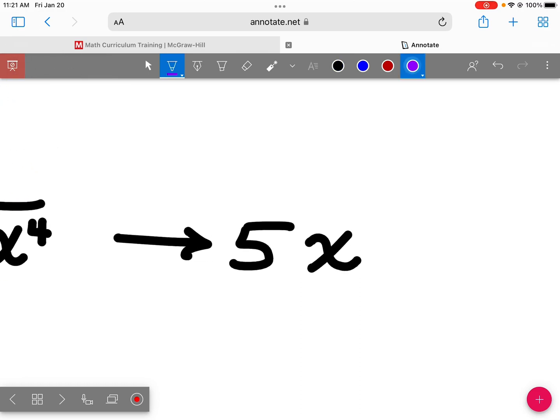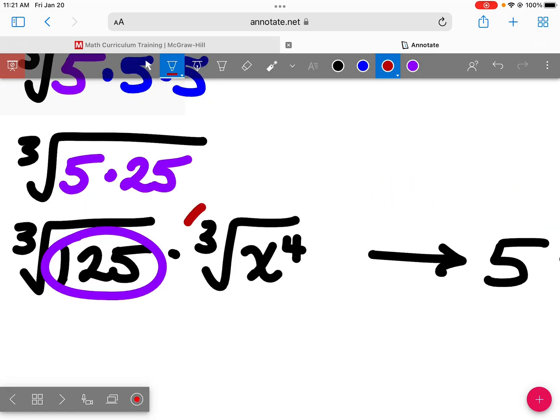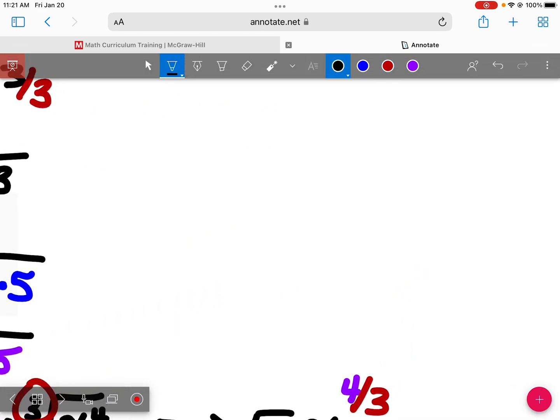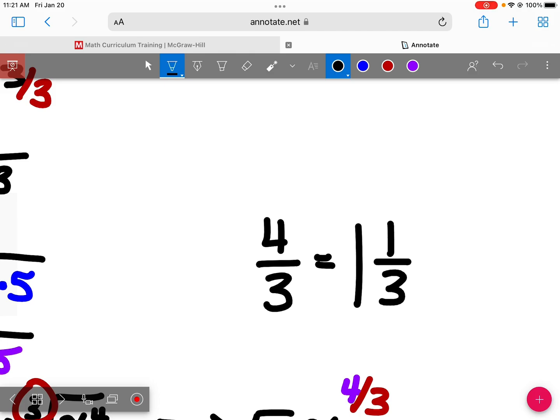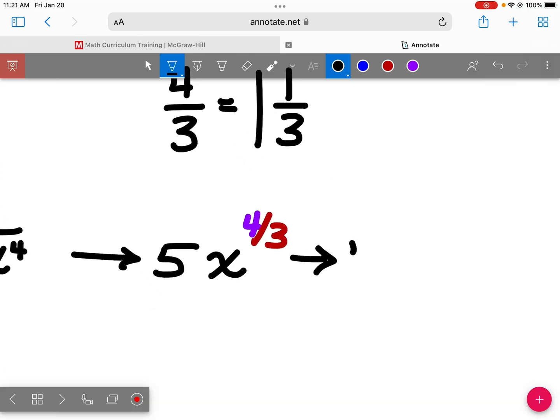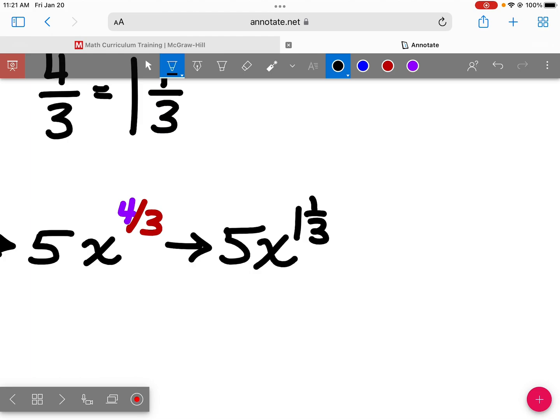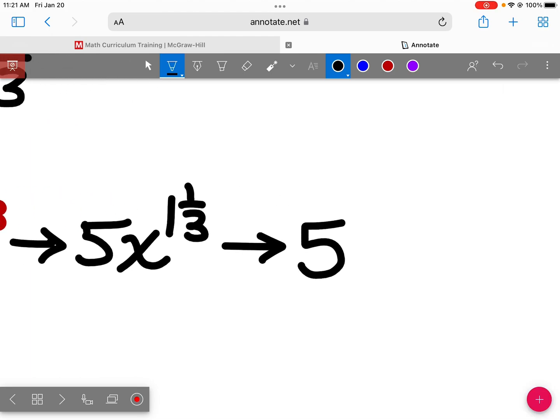And then x to the 4 divided by 3, divided by my index. Does 4/3 come out to be a whole number? No. 4 over 3 is equal to what as a mixed number? 1 and 1/3. Yes. So I can rewrite this as 5x to the 1 and 1/3. So I have x to the first times x to the 1/3. I break apart that mixed number.